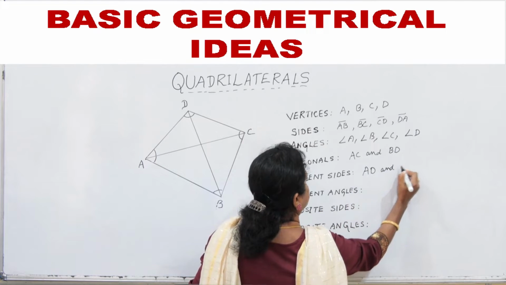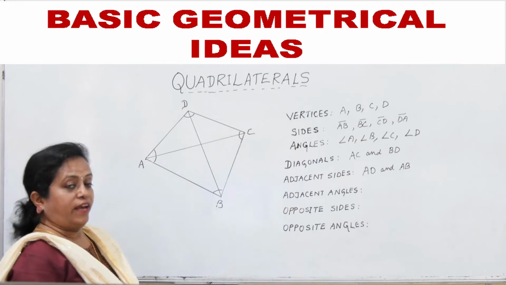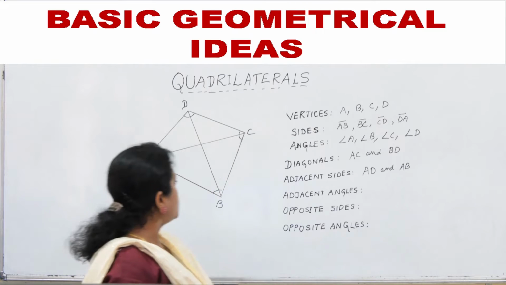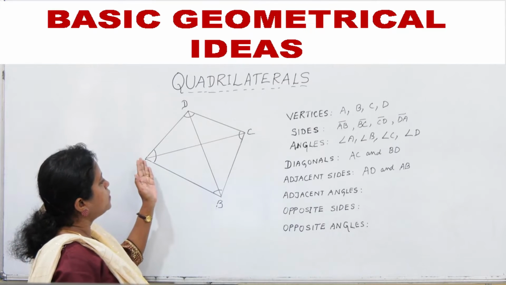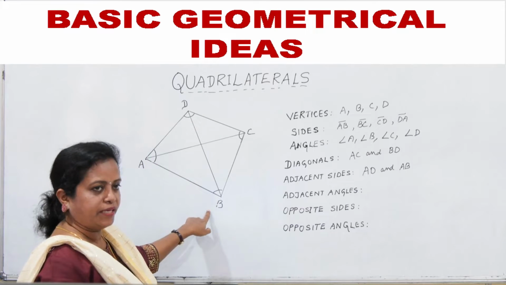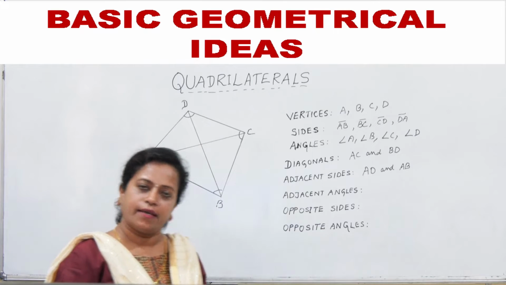AD and AB. Okay. Now you have adjacent angles. Now what do you mean by adjacent angles? The angles which are formed on the same side, that is, if you take the side AB, the angles which are formed at each of its corners will be called the adjacent angles.